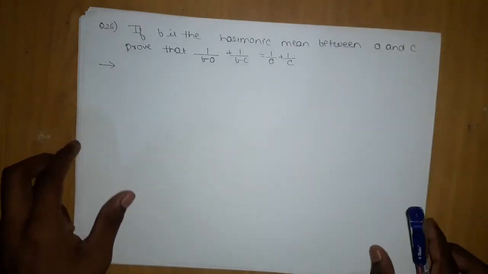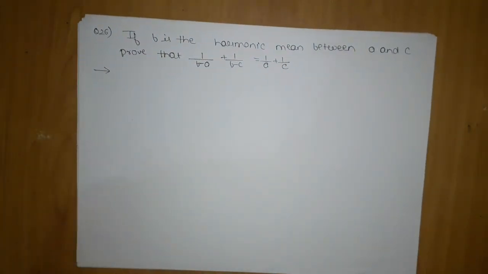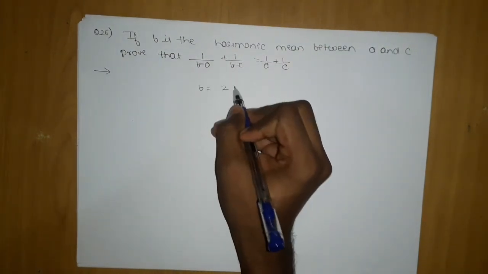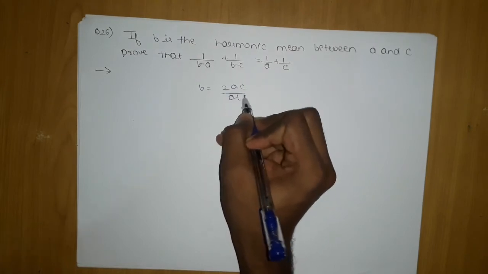So the next question which we are going to tackle is question 26. If b is the harmonic mean between a and c, prove that 1 upon (b minus a) plus 1 upon (b minus c) equals 1 upon a plus 1 upon c. This type of question I think we have done when we were solving the single correct, or subjective, I don't properly remember, but it was subjective I guess. But we know that b is in harmonic, so b equals 2ac upon (a plus c), the standard formula.